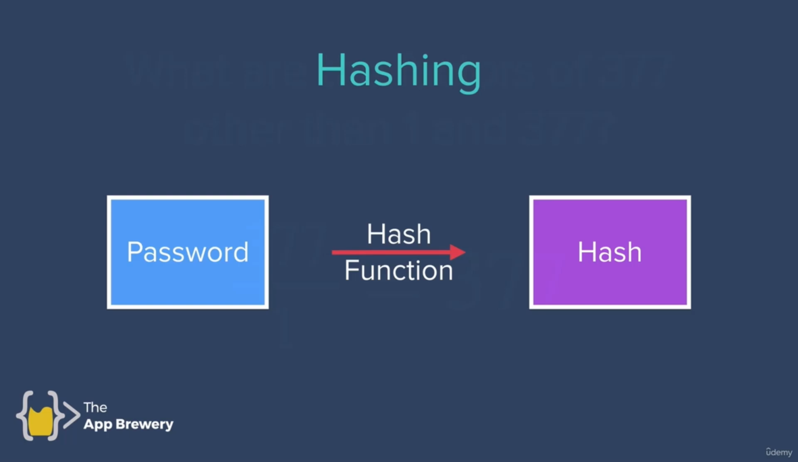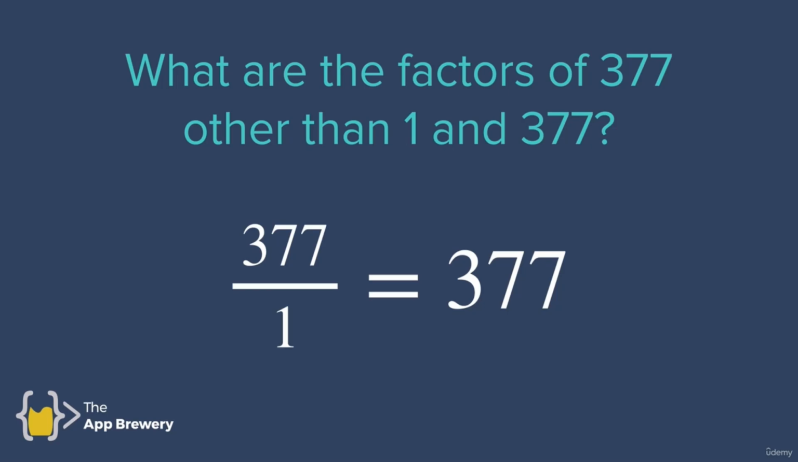How is it possible that you can turn a password into a hash very quickly and easily, but make it almost impossible to turn that hash back into a password? Well, here's a question. Let me ask you, what are the factors of 377 other than 1 and 377? So basically I'm saying 377 is not a prime number.